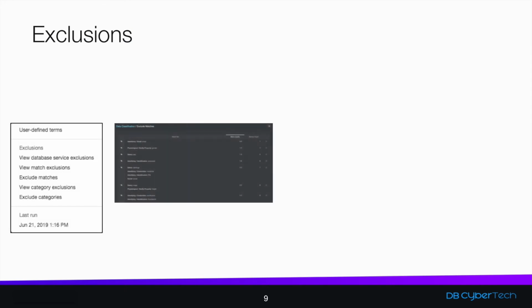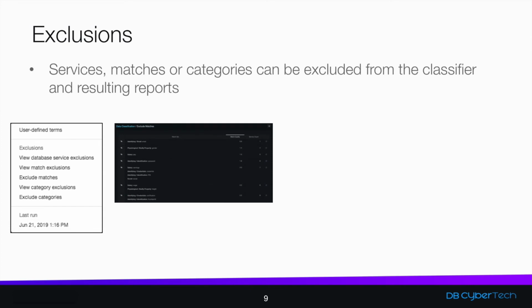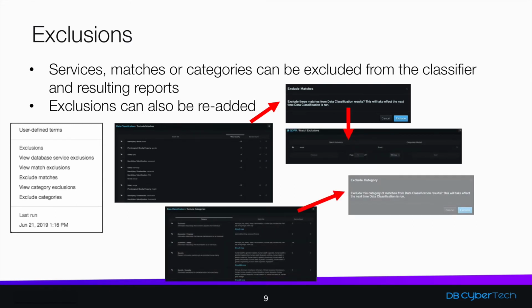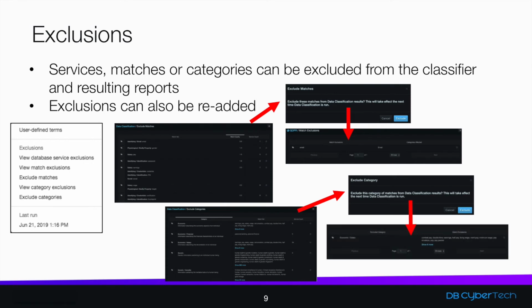Exclusions are terms that can be taken away from the classifier results. Services, matches, or categories as a whole can be excluded from the classifier and resulting reports. Exclusions can also be re-added after they have been deleted. The main purpose of exclusions is for testing purposes, specifically to see if the classifier identifies certain terms or doesn't.